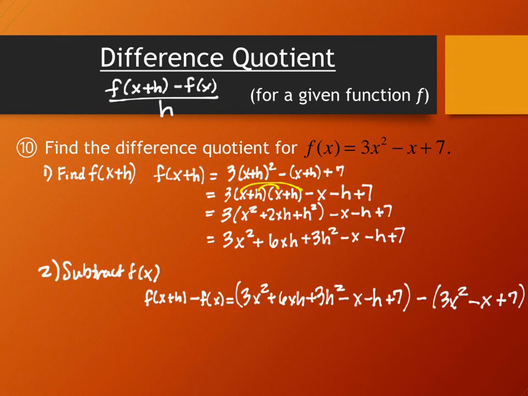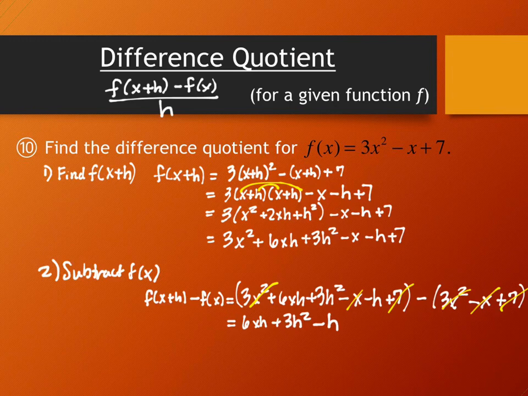Everything in the second set of parentheses matches with something in the first set of parentheses to eliminate it. Everything. So here I have a 3x squared, and here I had a 3x squared. And here I had a negative x, and here I have a negative x. And here I have a 7, and here I have a 7. And lo and behold, 3 pieces disappeared. And what I'm left with then is 6xh plus 3h squared minus h.